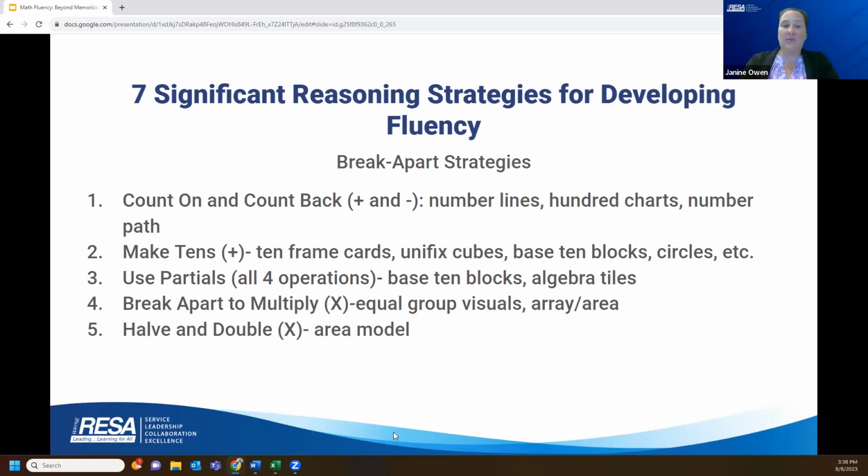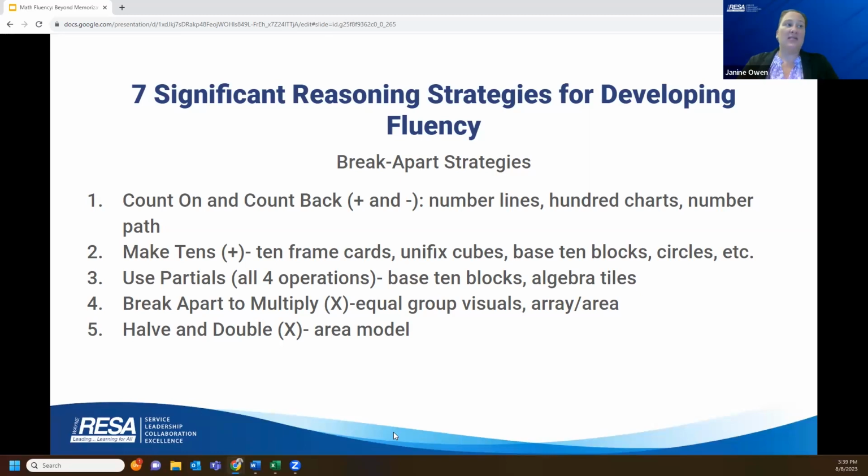Using partials applies to all 4 operations. Those would be the partial products, partial sums, partial differences, partial quotients that you might have heard before in different curricular resources. But when we use partials, some of the best representations are using base 10 blocks or algebra tiles to represent that reasoning. Breaking apart to multiply.